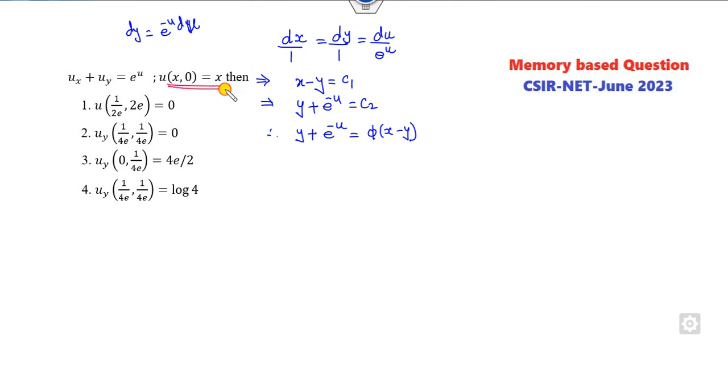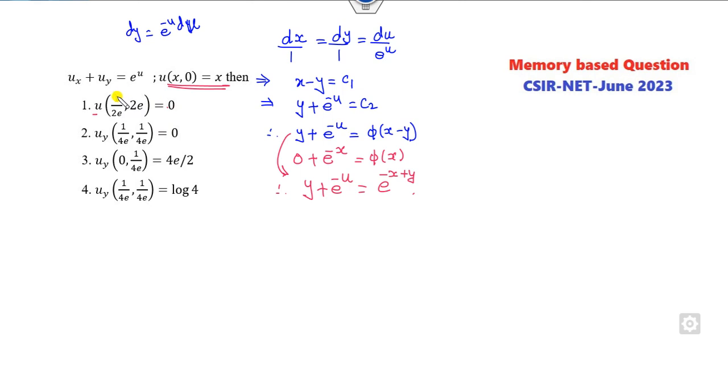Now we can apply this initial condition: y is 0, u is x. What is the meaning of that? This implies y plus e raised to power u, phi of x is e raised to power minus x. So e raised to power minus x is here. Now look at the option, this is the u. So it will be 0. When will it be 0? When this value is y, then only it will be 0.